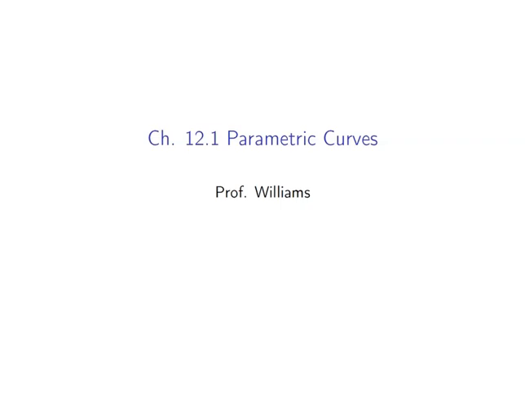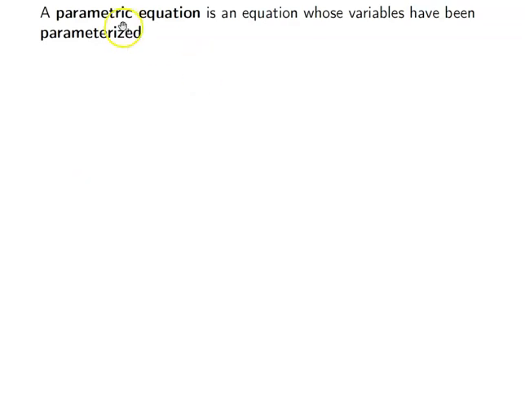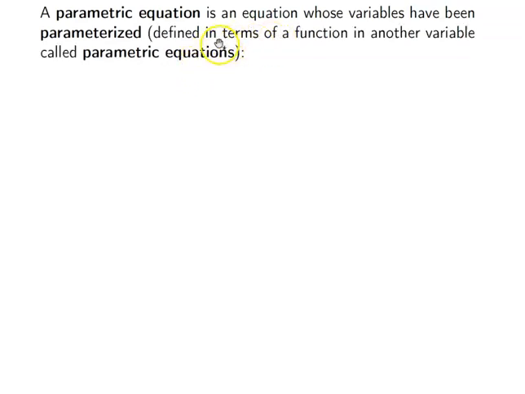So a parametric curve is basically just a function that is modeled by using other functions. A parametric equation is an equation whose variables have been parameterized, meaning that the variables of the function are functions of a different variable themselves, right? So generally we talk about time when we do this. So defined in terms of a function and another variable called parametric equations, right?